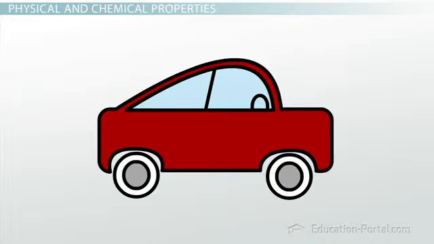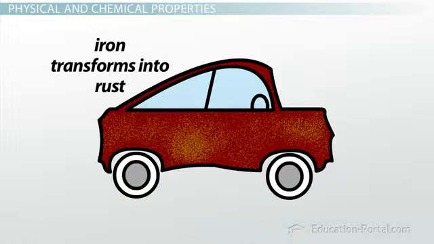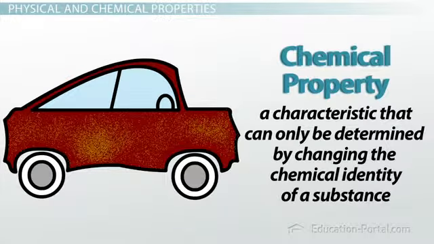But what happens if we fast forward 10 years? Now what does your car look like? Chances are that it may be starting to form some rust. Unfortunately, the iron that was used to make your car is not the most stable of the metals. When it is exposed to oxygen, it transforms into rust. This ability to react to oxygen to form rust is called a chemical property. A chemical property is a characteristic that can only be determined by changing the chemical identity of a substance.